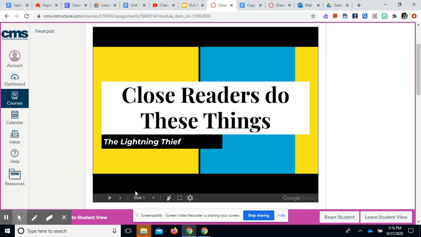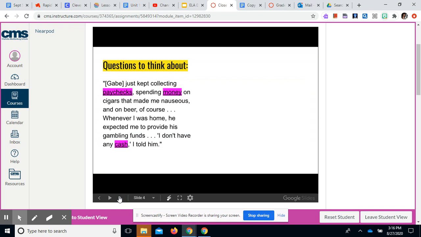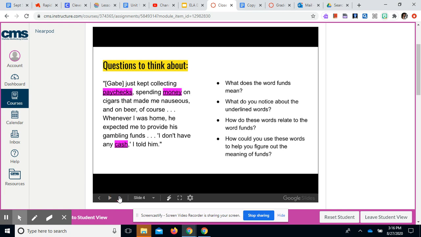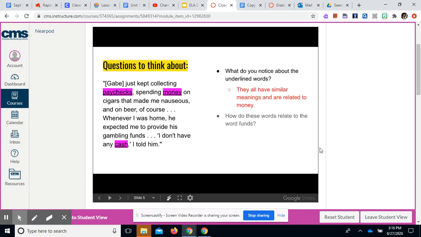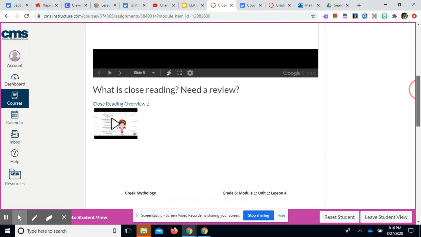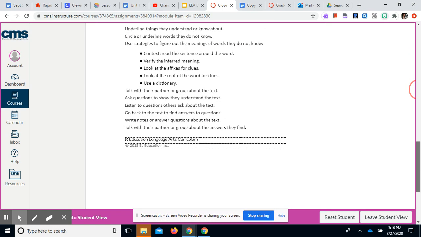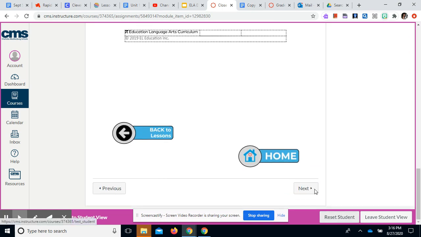Within the slideshow, there is some help for you on the entrance ticket. So if you've not completed the entrance ticket, this gives you some prompts on how to go about doing that. You can flip through that slideshow. There's also a video reminder of close reading and what that means. We will be doing a close read in lesson 5 tomorrow.